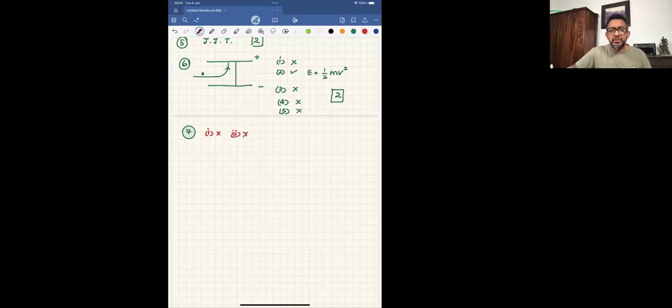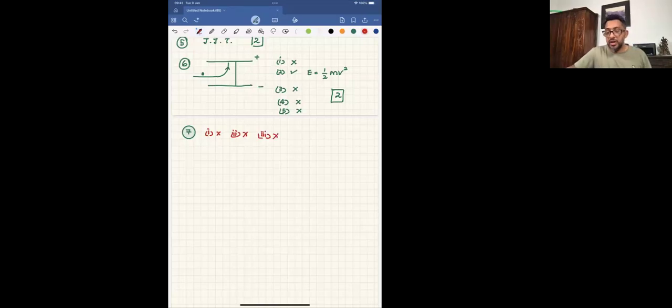Contains helium nuclei. Which compound contains helium nuclei? Does it have helium nuclei? No, alpha particles contain helium nuclei, not the cathode rays. Third one is also wrong.